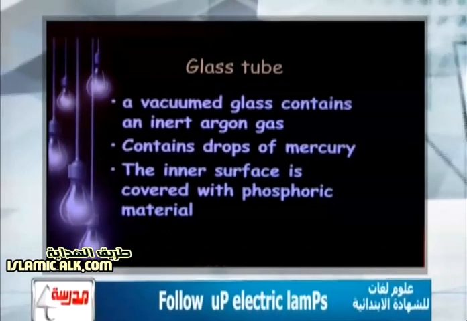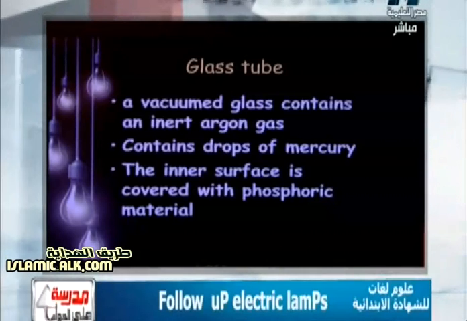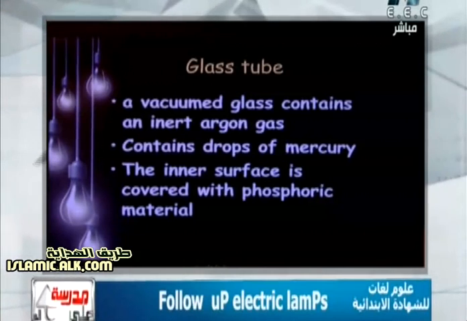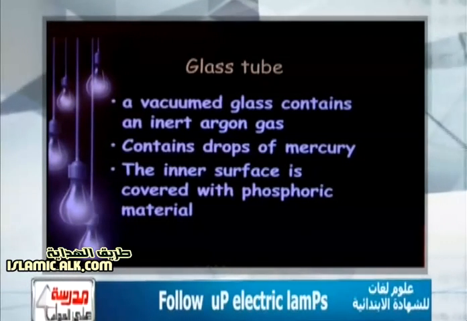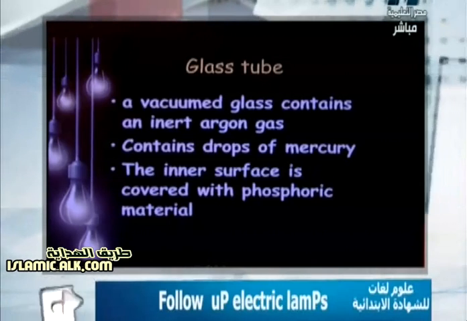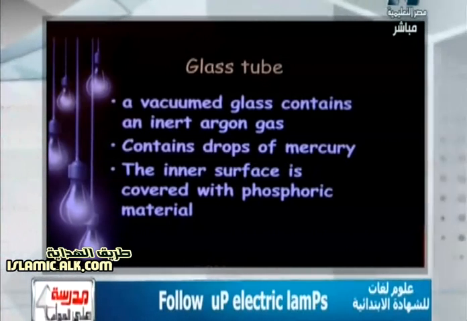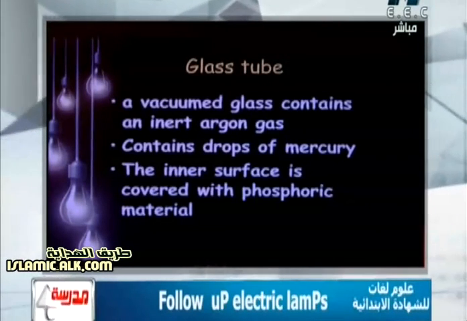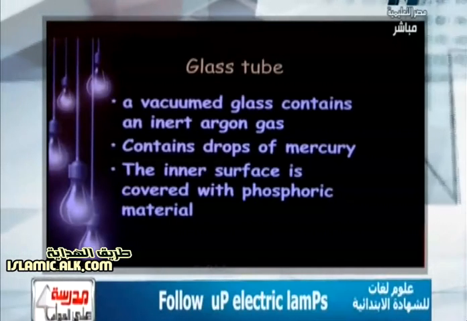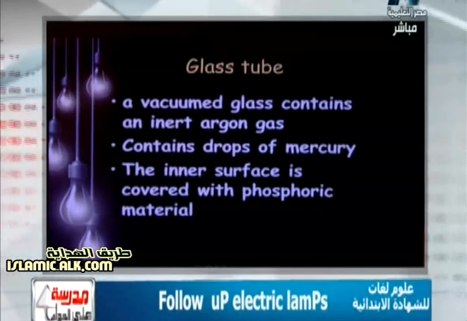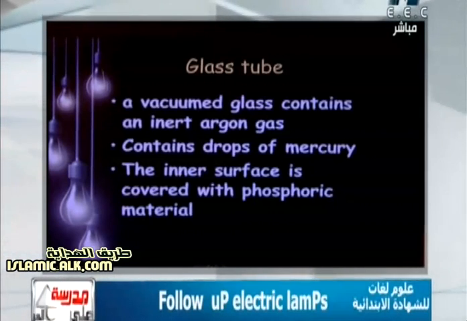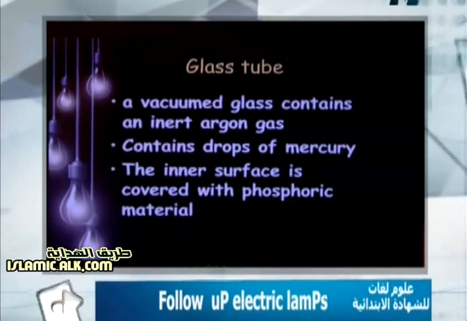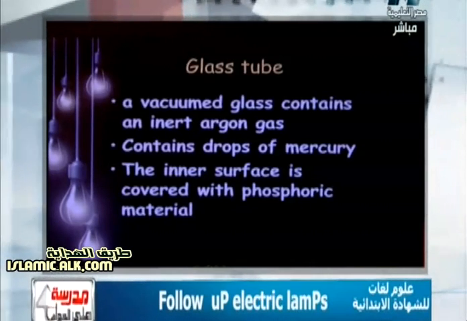And also the inner surface of the glass tube is covered with phosphoric material, also to increase the light intensity. So again, we have two reasons in the fluorescent lamp up till now that increase the illumination: the drops of mercury, because it is a shiny silvery metal that increases the light intensity, and the glass tube covered with phosphoric material that increases the light intensity.